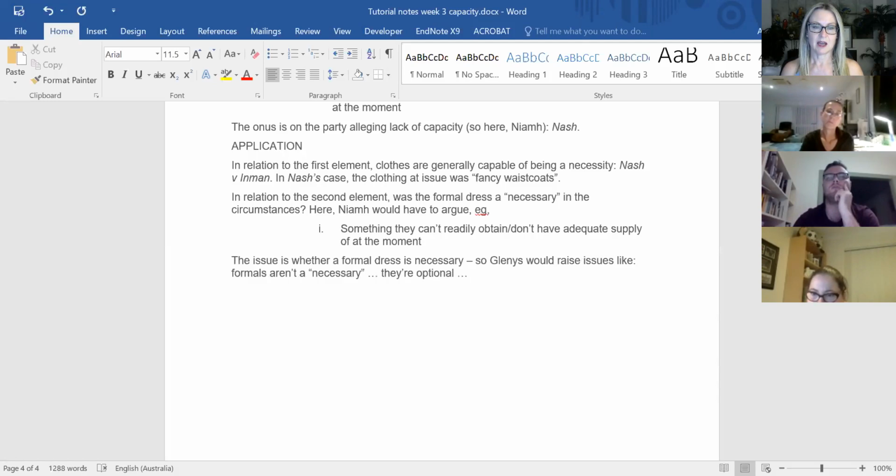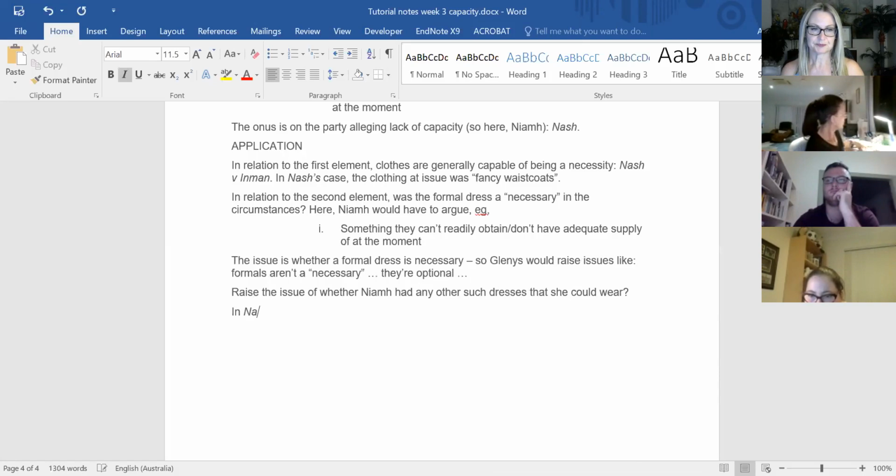I'd be saying raise the issue of whether Neve had any other such dresses that she could wear. And why do I do that? Because they raised that exact argument in Nash and Inman. Okay. So then you'd be saying in Nash's case, similarly, the father proved that the son already had that kind of clothing and a sufficient supply.